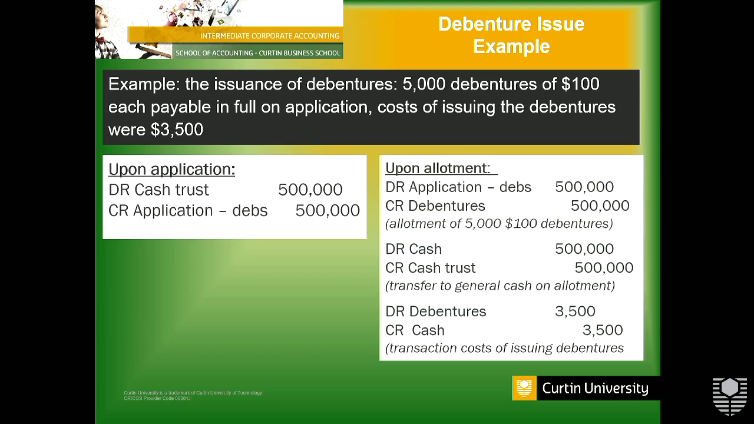When you allot it, that application for debentures account needs to be brought back to zero, so we're going to debit that $500,000. We're going to credit our debenture liability account by $500,000, and we're going to transfer our cash from our cash trust account, so we credit that and debit our cash $500,000. We have got further debenture costs, so they need to come against our debentures. Debit our debentures $3,500, credit our cash $3,500, the payment of those costs. So debenture issue costs come off your debentures, similar to your share issue costs coming off your share capital.